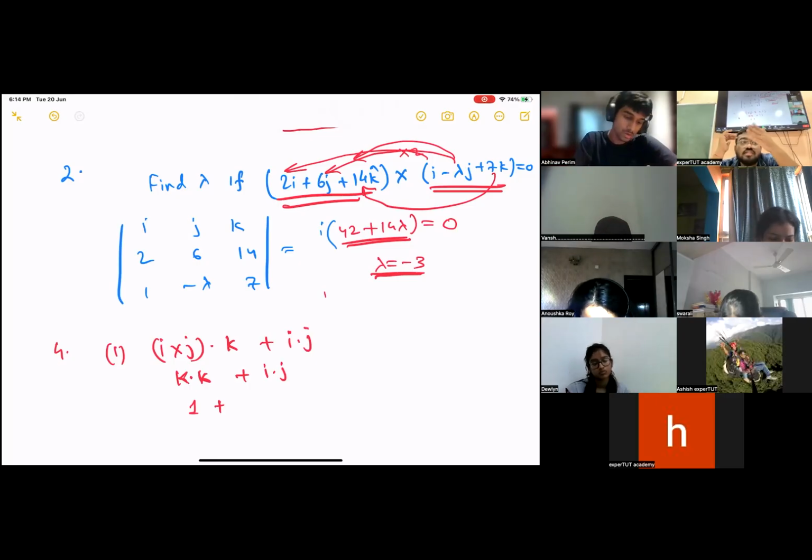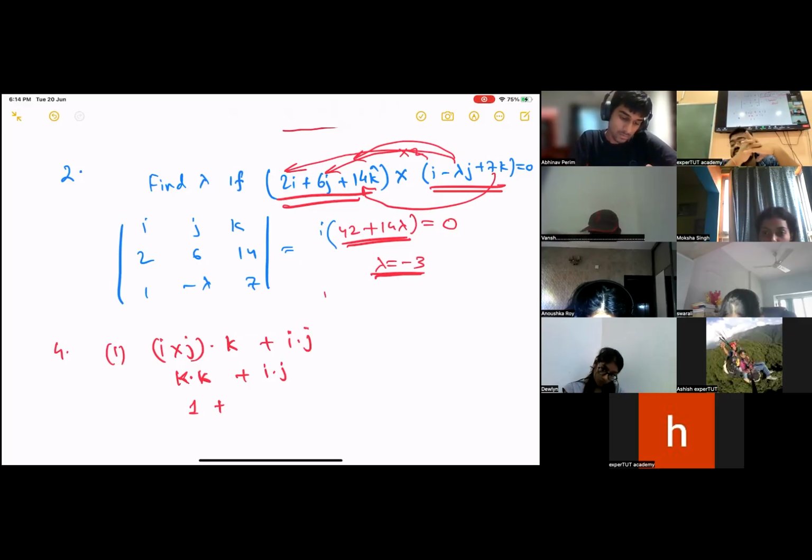i dot j. i is in the x-axis, j is in the y-axis. Dot product has a cos of the angle between them. What is the angle between i and j? Cos 90. For two perpendicular vectors, the dot product is 0. So i dot j is 0. Write down, man. Write down. i dot i is equal to 1.